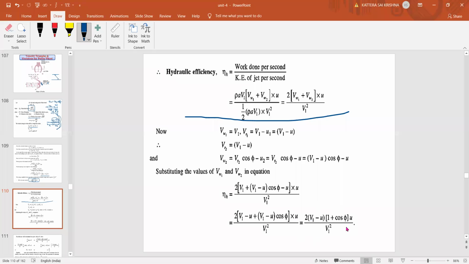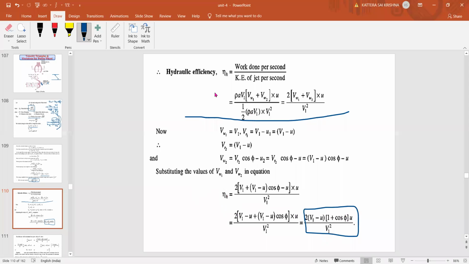Finally you will get a term for efficiency in terms of the jet velocity V1 and the blade velocity U, right? So this will be our equation if we have V1 and U. For finding the maximum efficiency also we can use this, right? So hydraulic efficiency is 2 into V1 minus U into 1 plus cos phi into U by V1 square, right?